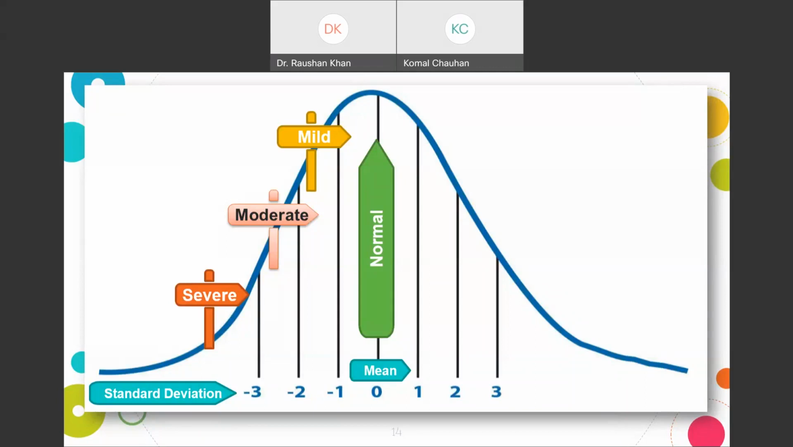So this bell curve is actually the basis of how we categorize severe, moderate, and mild cases of malnutrition, and this is the basic curve for assessing stunting, wasting, underweight, MUAC, skin fold thickness, and for all the other parameters, this same distribution is used.